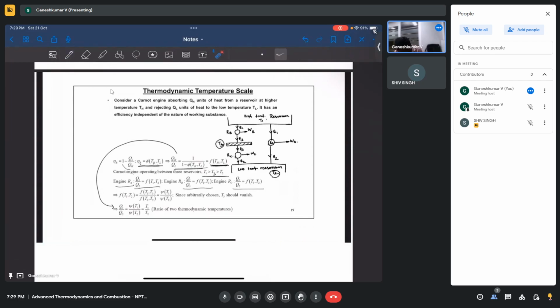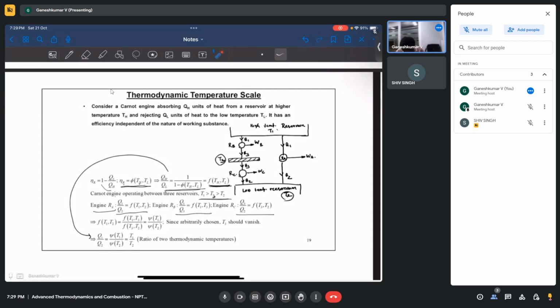So here what they have is this high temperature reservoir and this low temperature reservoir, and there is this heat engine working, which takes heat from high temperature and gives it to low temperature, and it generates some work output. Now let's say this is a reversible heat engine. Now let's say you introduce another reservoir, and you have two heat engines where each engine is also reversible.